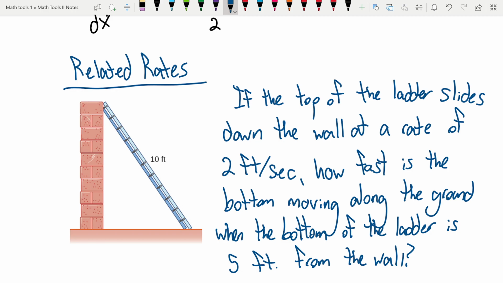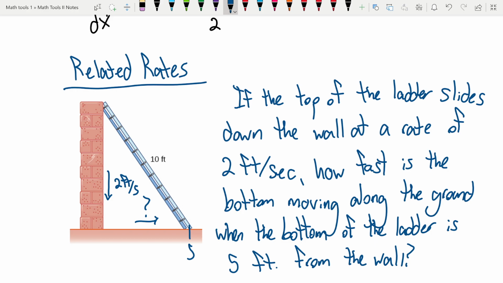So the top of the ladder is sliding down the wall at a rate of 2 feet per second. I don't know if I can draw on this picture. Yes, I can. Okay. So this is going down at 2. Let me move it over a little. Going down this way 2 feet per second. And we want to know how fast is the bottom moving along the ground when the bottom of the ladder is 5 feet from the wall. So when this is 5 feet from the wall, right?